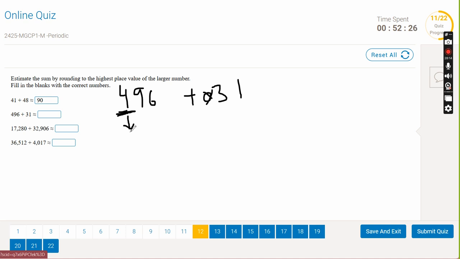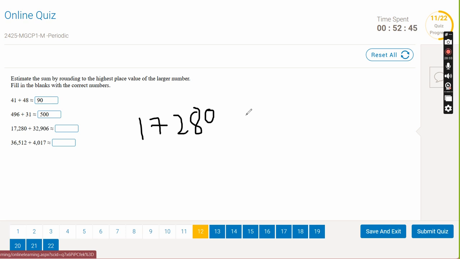4 is here, it's in the hundreds. They want us to round. The 9 is here, and the 9 is 5 or more than 5. So this becomes 500, and this one automatically becomes 0. We won't be rounding this. So 500.